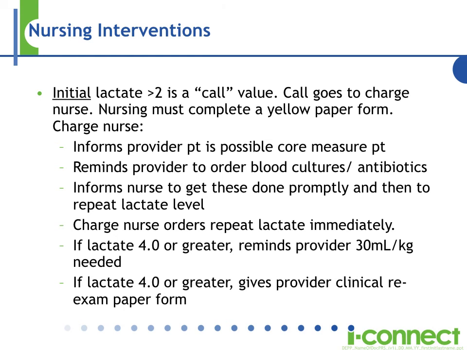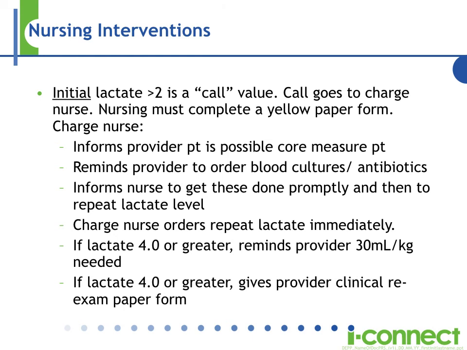Number one, they have to inform the provider that the patient may be a core measure patient. Well, maybe the patient has an elevated lactate because they had a seizure and they're not infected. So we're not sure that the patient is a core measure, but the provider has to be aware that if the patient has infection, this is a core measure patient. If the provider agrees that the patient has possible infection, then the nurse and he should make sure that the blood cultures and antibiotics are ordered.